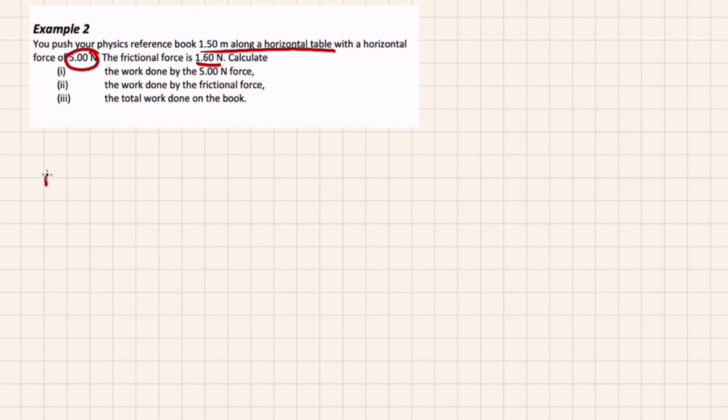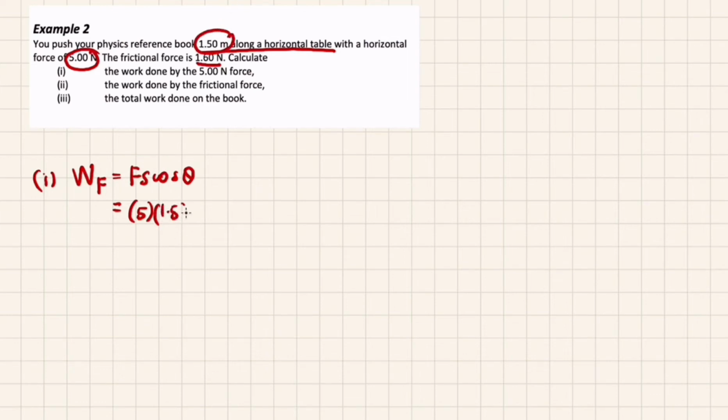So we have several work done here, there are 2 forces. We find them one by one first. Work done by the external force equals, we write the equation again, Fs cos theta. Our force is 5. Now we consider the 5 Newton force. Displacement is already given, 1.5 meter.